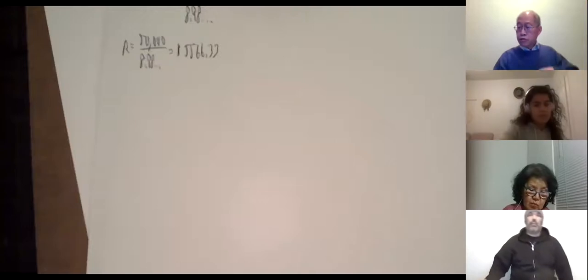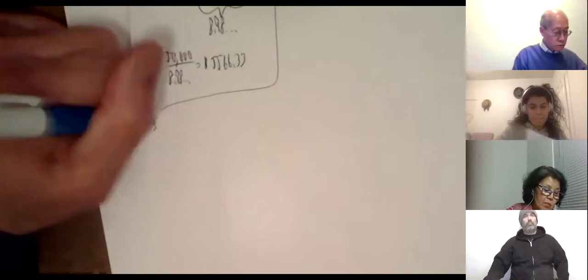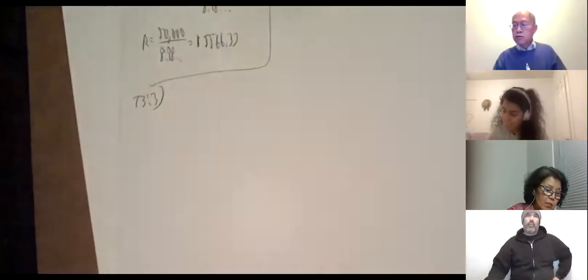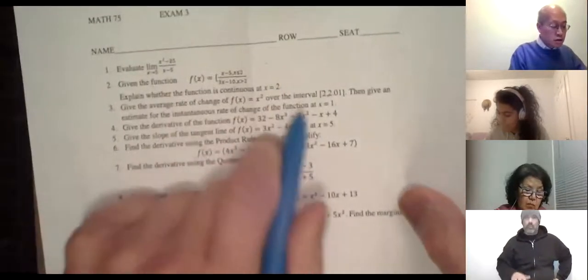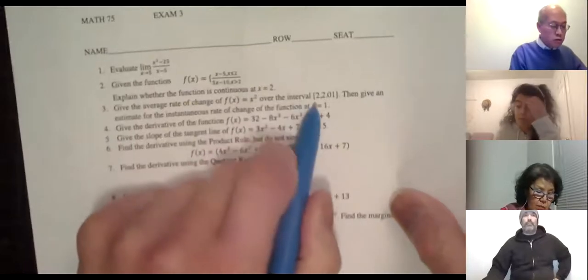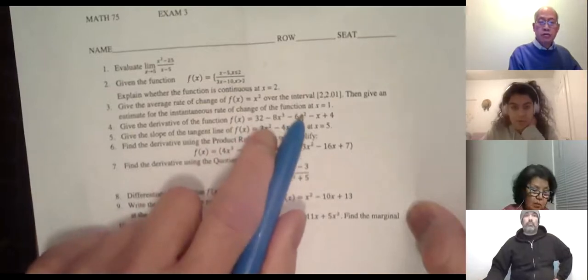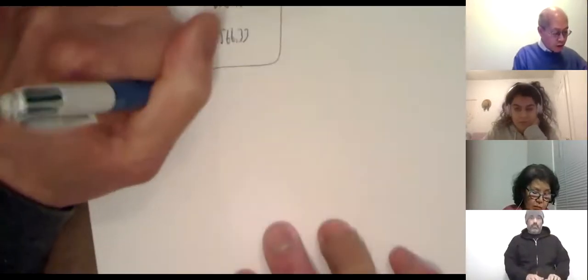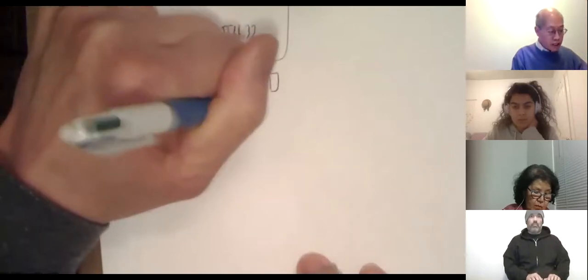Okay, exam 3, number 3. Okay, so we're on to test 3 of X-Lite. Test 3, number 3. Give the average rate of change of the function f of x equals x squared between 2 and 2.01. Then give an estimate for the instantaneous rate of change of the function at x equals 1. Okay, so f of x equals x squared. Average rate of change from 2 to 2.01. Okay, these are both x values.